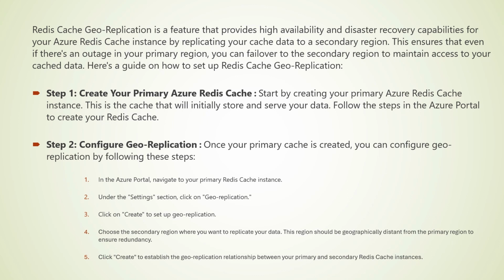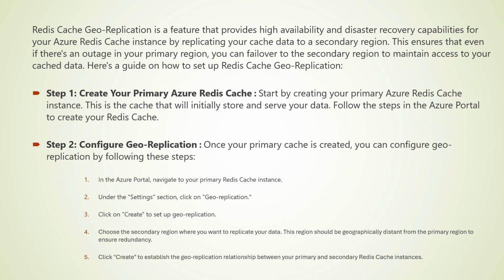Step 1. Create your primary Azure Redis Cache. Start by creating your primary Azure Redis Cache instance. This is the cache that will initially store and serve your data. Follow the steps in the Azure portal to create your Redis cache. Step 2. Configure Geo-Replication. Once your primary cache is created, you can configure Geo-Replication by following these steps.